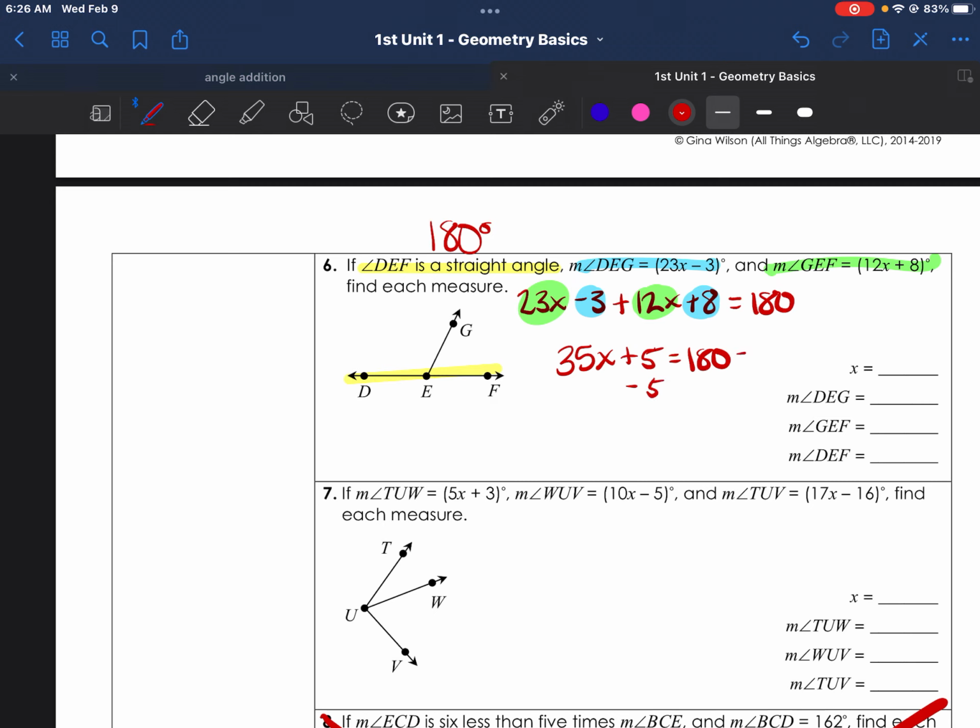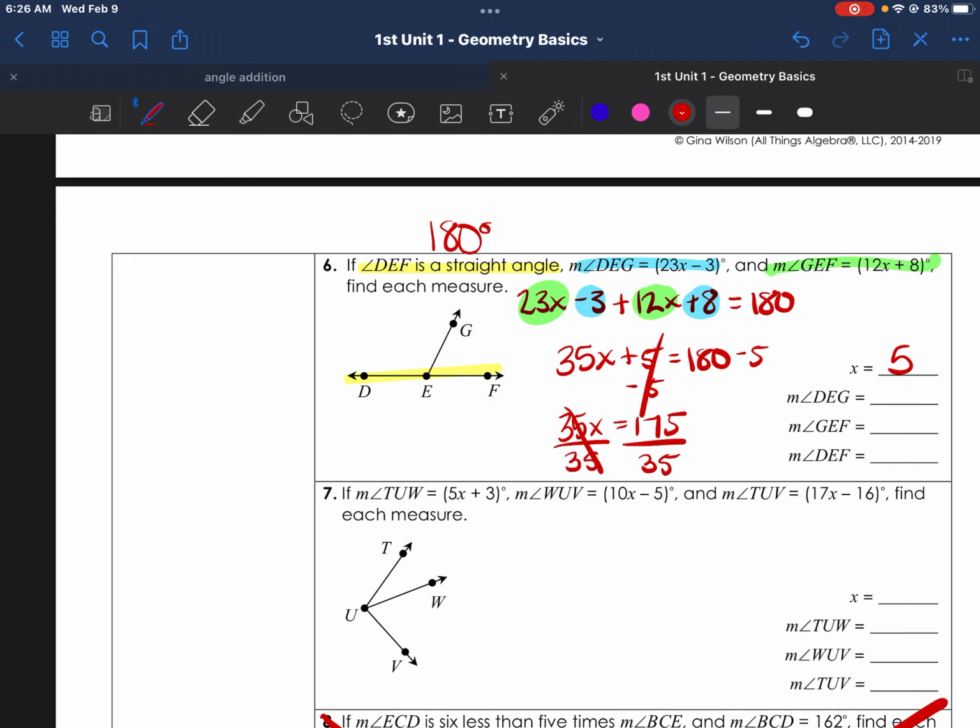Next, you're going to subtract 5 from both sides. All right? So you're going to have 35x is equal to 175. Divide both sides by 35. That means x is equal to 5.